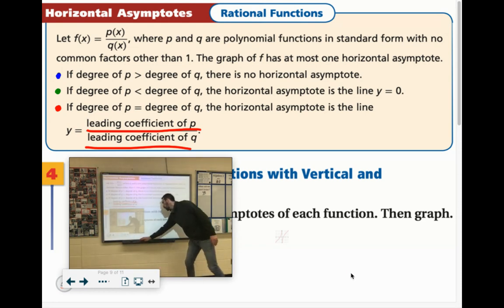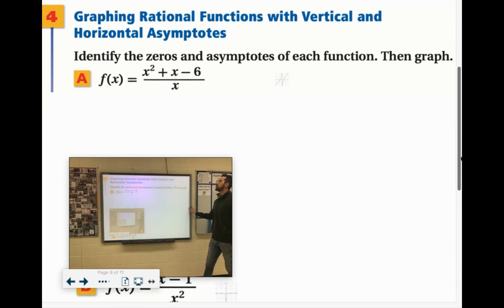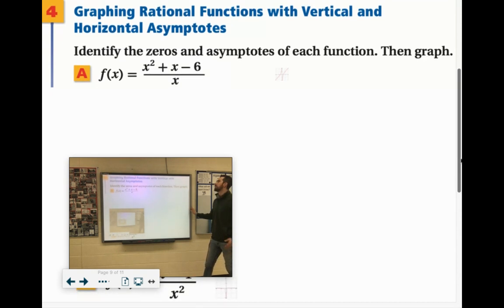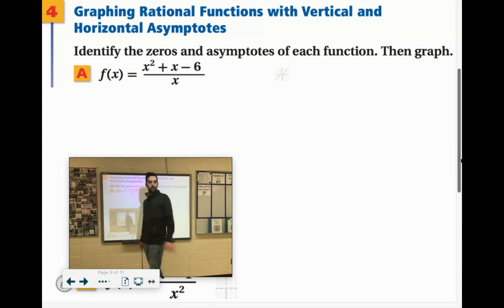So, numero uno. Identify the zeros and asymptotes of each function, then graph. We're just going to use our graphs from Desmos because they're so sweet that they just graph them for us when we type it in there. That's so nice of them. So we got to factor this first.